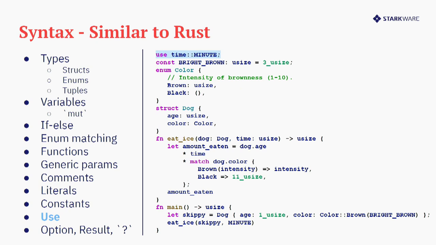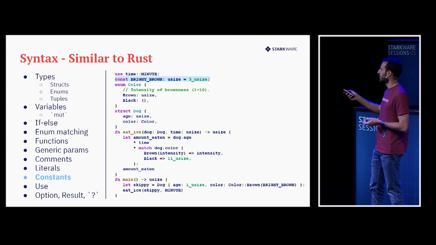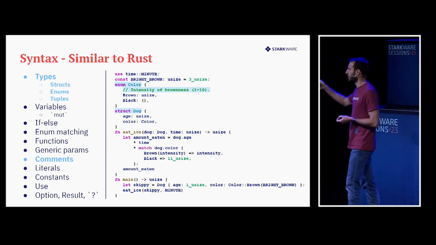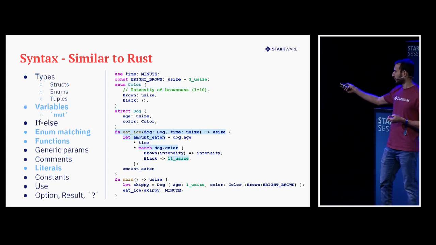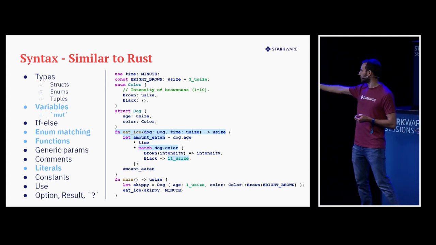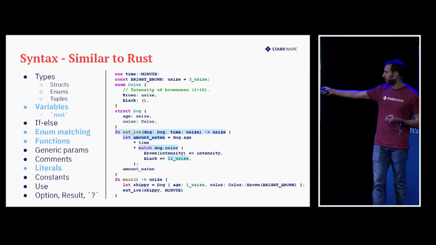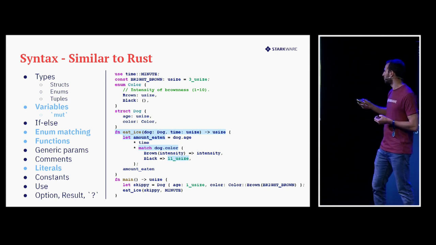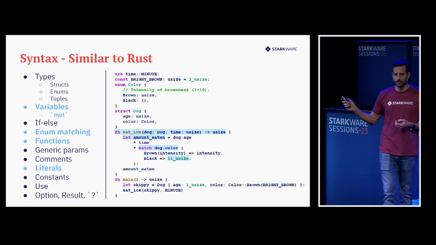Anyway, as you can see, we have many features. This code may look very similar to you if you know Rust. We have uses, we have constants, we have types like enums and structs. We have comments. We have functions, like this eat ice function, and the return type, literals, tail expressions. Everything is an expression, like this match expression, variables, and so on. So the basic syntax is very similar to Rust.